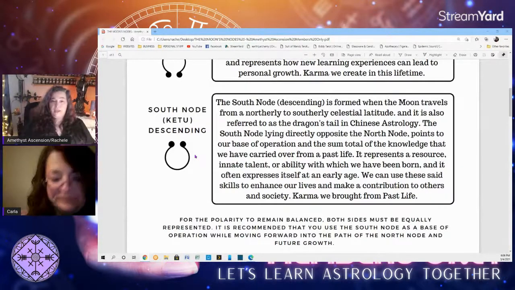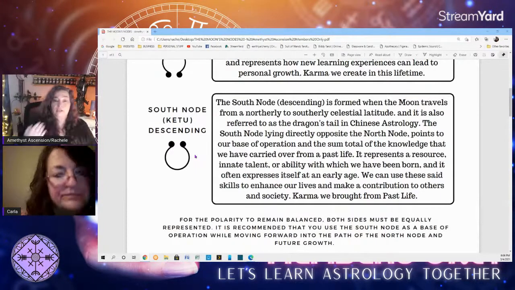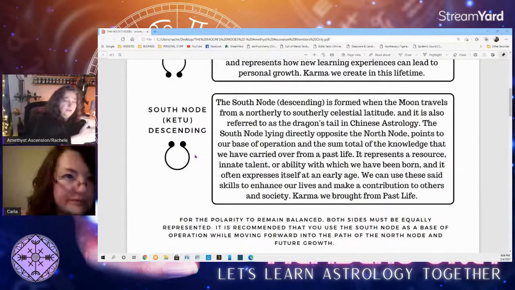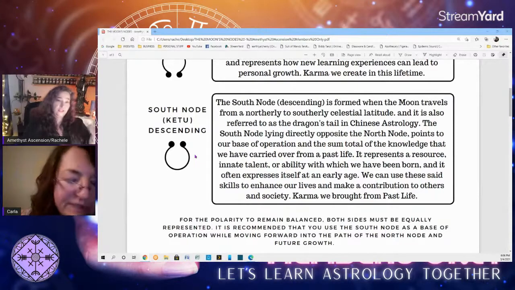So once you see that, but more than likely, you're going to see on your chart just the north node, and you know that they are opposing. So let's say, for instance, if it is in your first house, then your south node would be in your seventh house, and vice versa. If it was in your seventh house, it would be in your first house. You see how that works. It's just like your ascending and your descending signs.